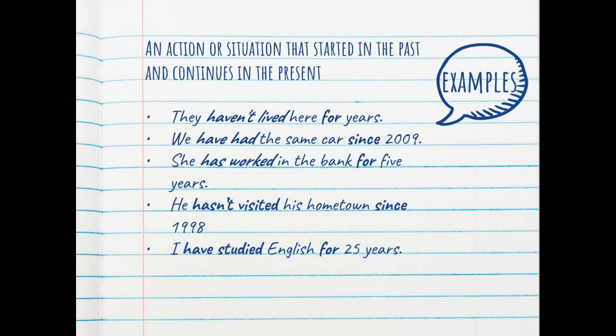I have studied English for 25 years. If you remember, this is the starting point of our lesson. As you can see, for specifies the period of time that has passed since I started studying English, and I still have not finished. Okay, so remember, an action that started in the past and continues in the present.